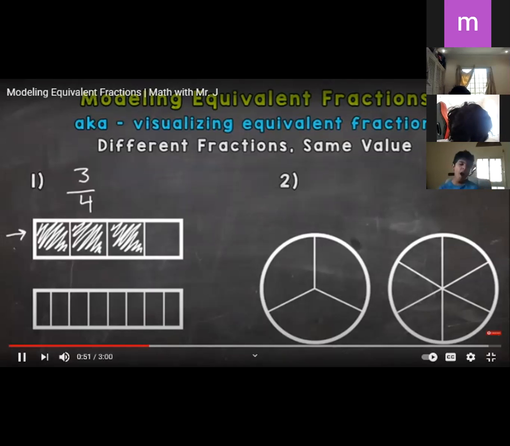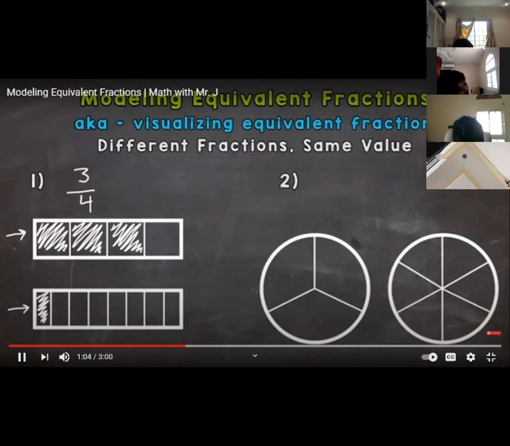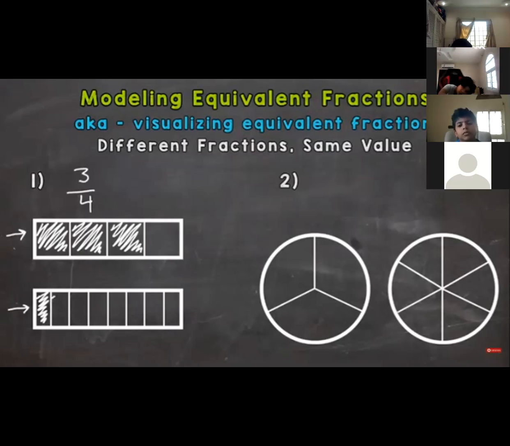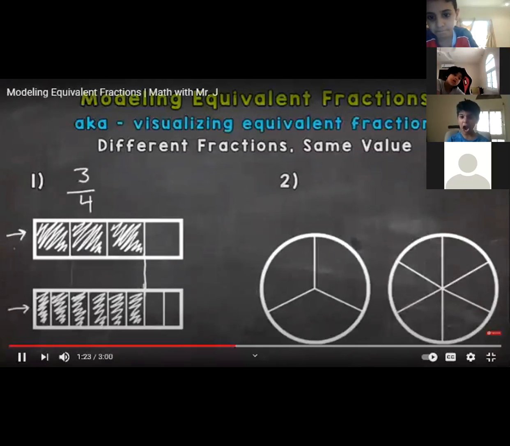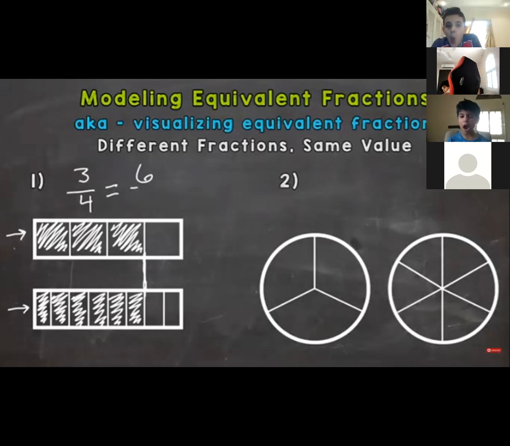Now we need to create an equivalent fraction with that bottom rectangle, which is cut into eighths. So we need to fill it in the same exact amount. So for example, if we filled in 1/8, would we be filled in the same exact amount as the top rectangle? No. So let's keep going. 2/8, 3/8, 4/8, getting closer, 5/8, and 6/8. And we can see that they're filled in the same exact amount here. So the equivalent fraction is 6/8.